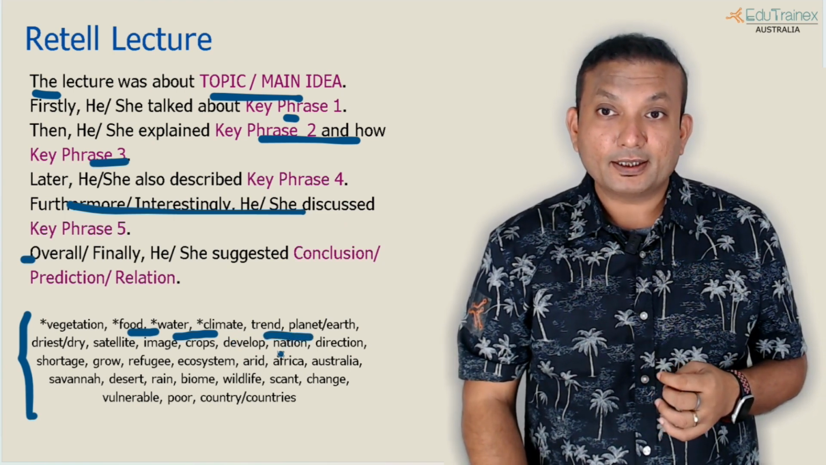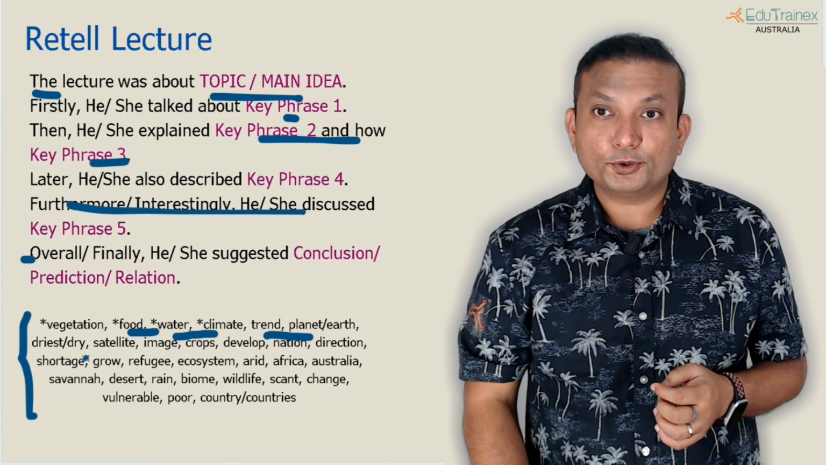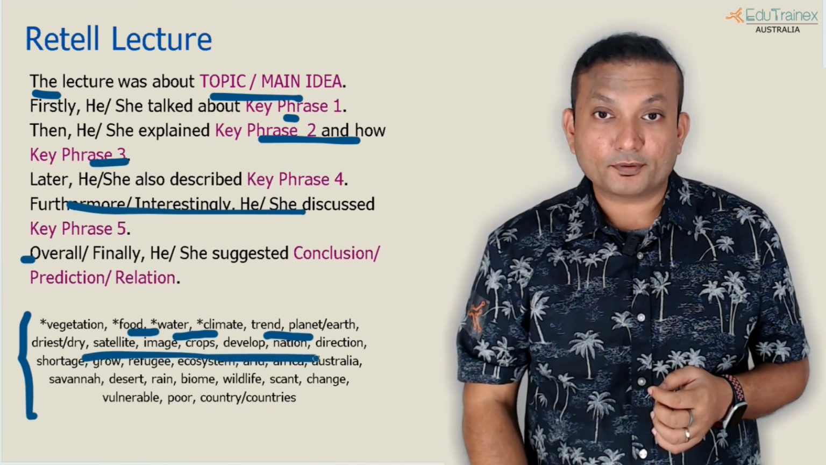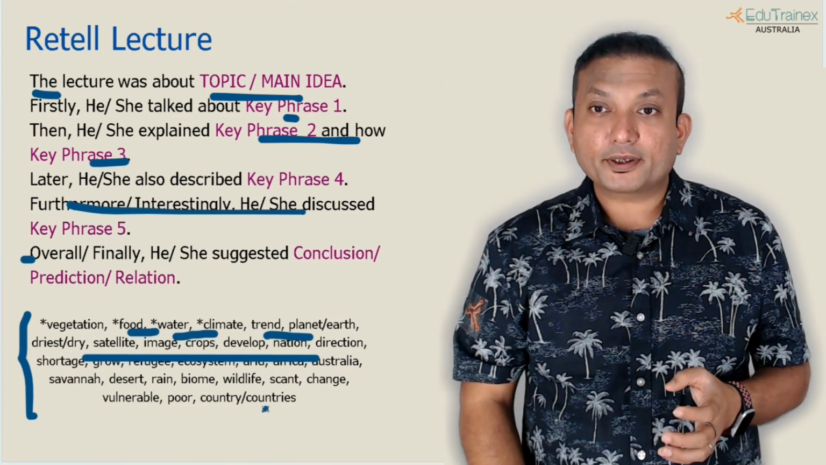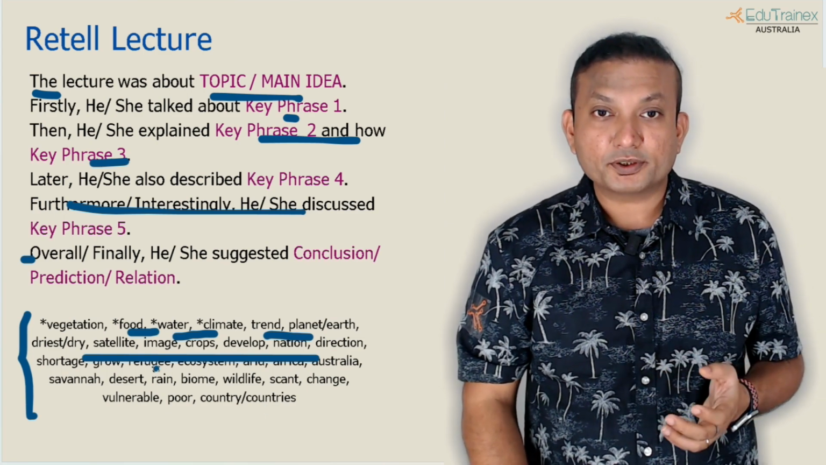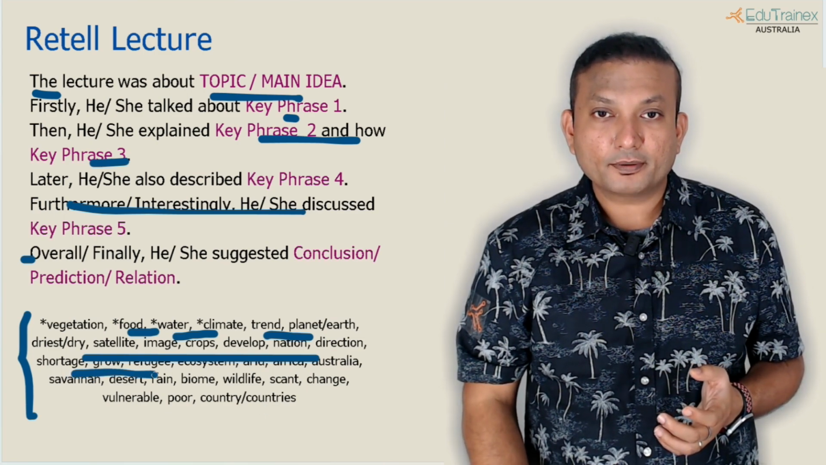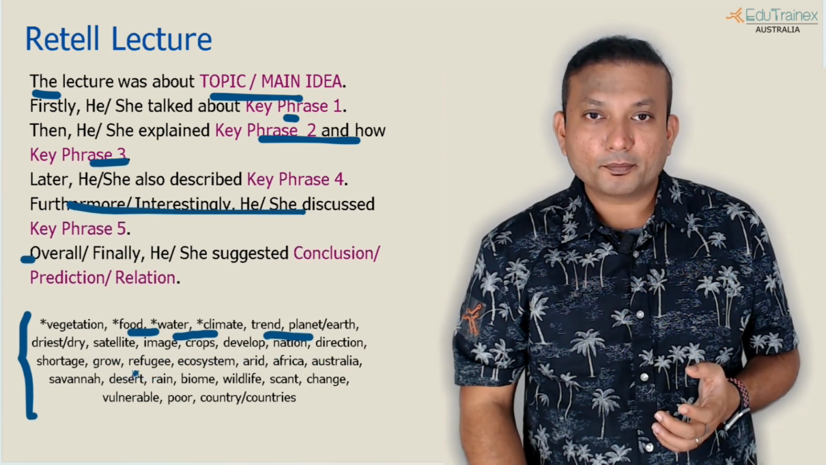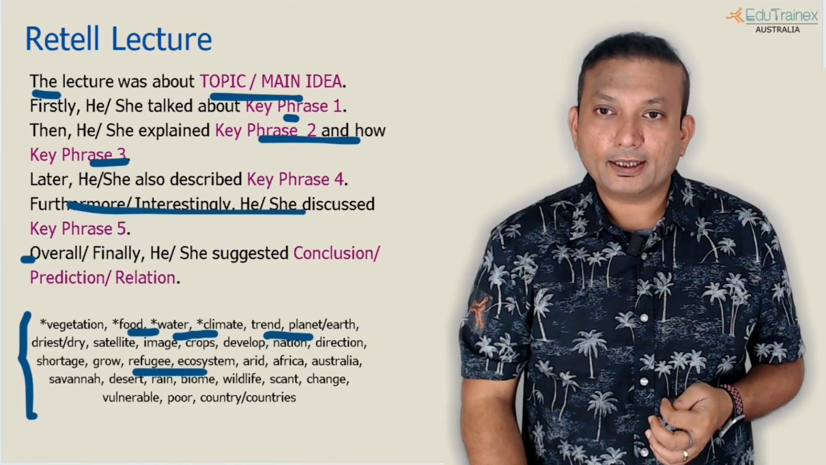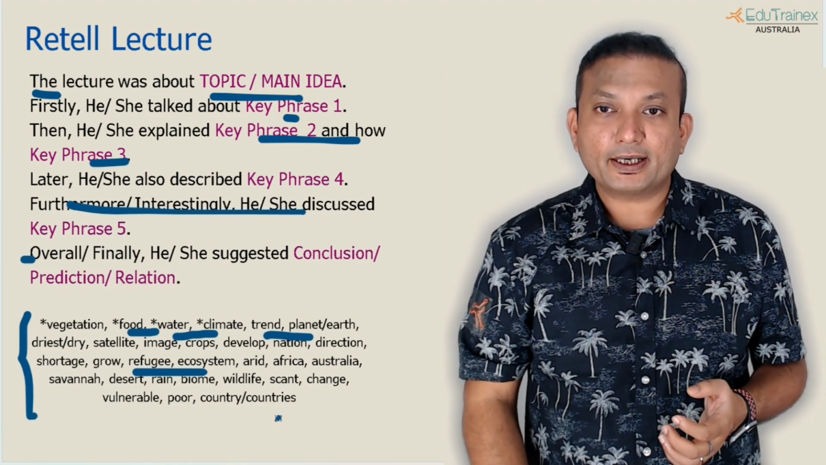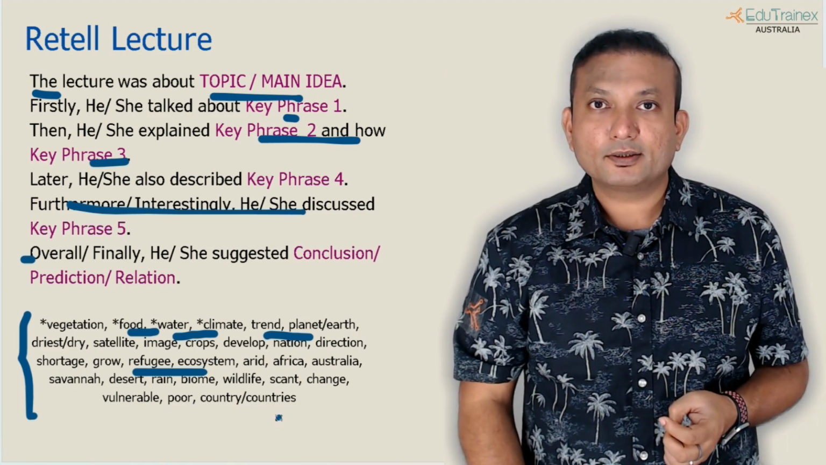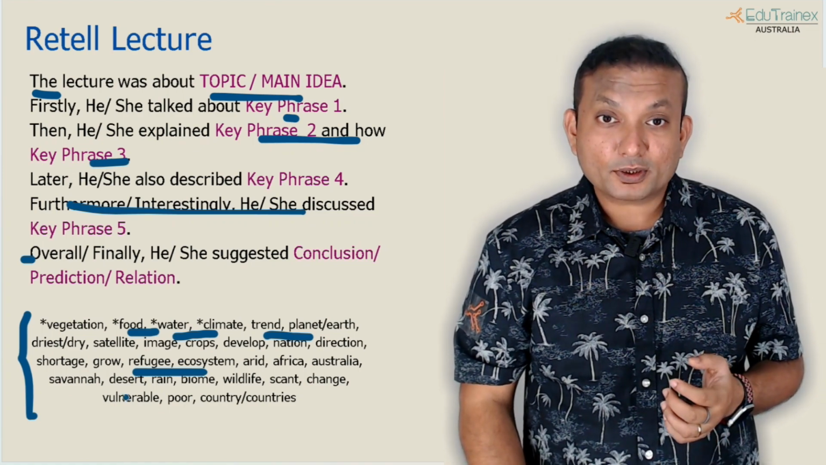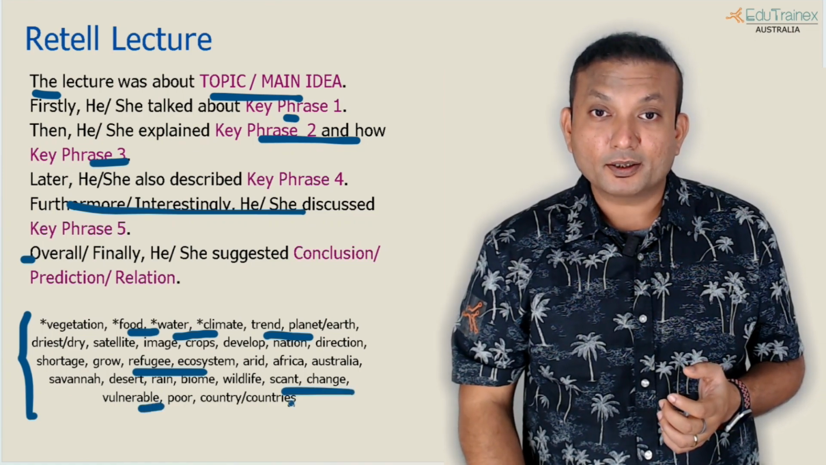Then he explained that satellites are used to get the images of the crops, especially for the developed nations. So I covered this part. Later he also described shortage of foods and growth of refugees in ecosystem. So I covered this part. Maybe I underlined it too much, so you can't see it now, but I was covering this part. And the next one, furthermore, he discussed how Africa is arid and Australia is mostly desert. Overall, he suggested that poor countries are more vulnerable to food shortage. So these are the words I used in the conclusion, and that's how you have to continue.